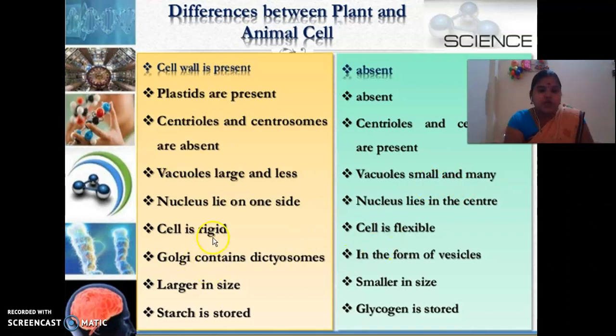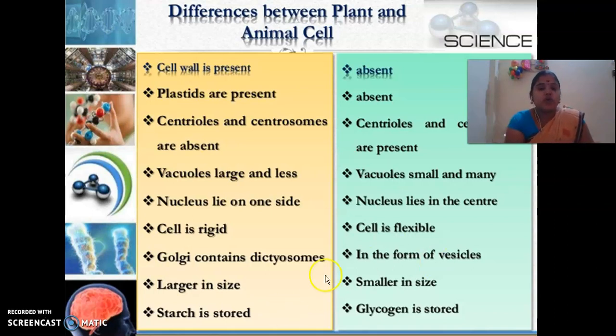Next, the plant cell is rigid, as I told you about the first cell component, the cell wall. That means it gives full protection to the plant cell. And the animal cell is flexible. Why? Because it is made up of a plasma membrane, a semi-permeable membrane. Because of this flexibility, it can easily allow substances to enter inside the cell.